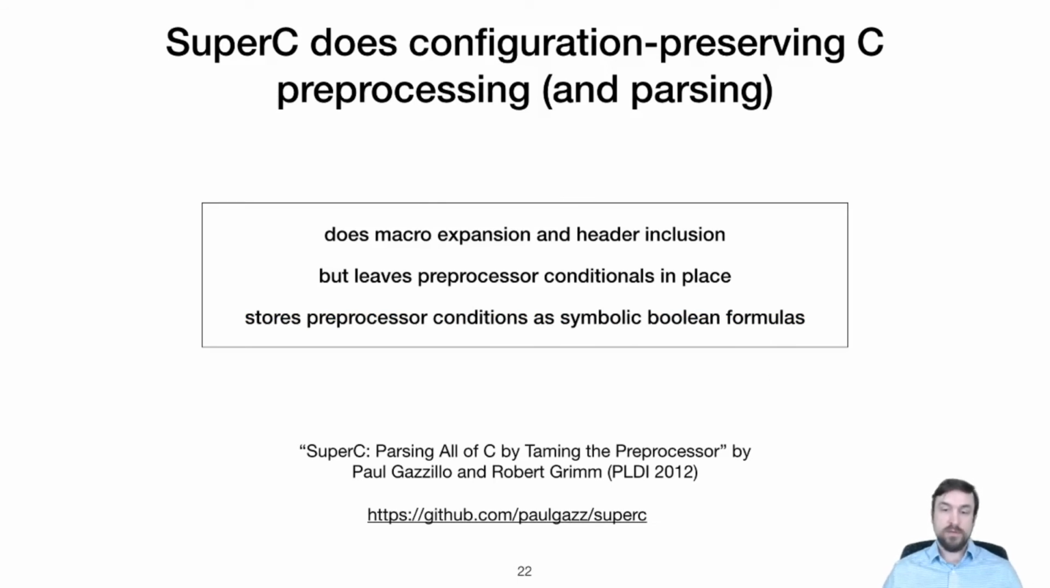So working backwards from the source file back to the .config file, SuperC does this configuration-preserving C preprocessing and parsing. SuperC was actually the very first research project I worked on when I was in graduate school. It's from more than 8 years ago at this point, and it was built for a different purpose: trying to parse all configurations of a C source file. But it turns out in order to do the parsing, we need to do preprocessing first of unpreprocessed source. And in the process of doing that, SuperC will actually collect symbolic Boolean constraints from the preprocessor.